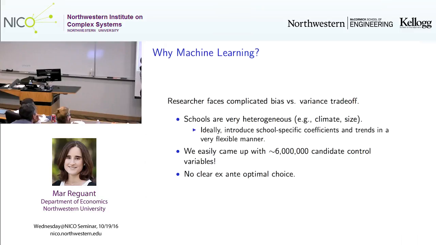So we easily came up with 6 million control variables. Now, I'm cheating a little bit here because what we came up with is about 3,500 variables per school. But then we wanted every variable to be school specific. Why? Because every school is a world on its own. So then you take 3,500 variables, you make them school specific, you come up with easily 6 million variables. That's clearly not efficient. We couldn't afford to run it that way anyway.